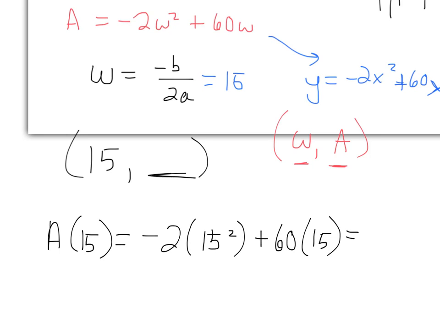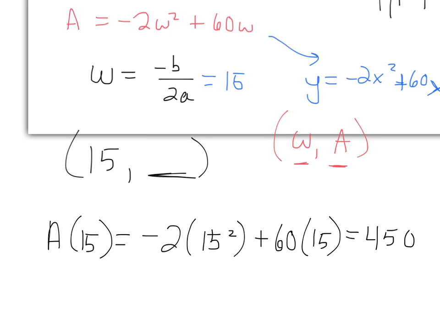It looks like negative 450 plus 900, which should be 450. Right? Let me make sure you're right before I go on. Yep. Now, as a result, we know that this is the area of the rectangular pen when the width is 15.